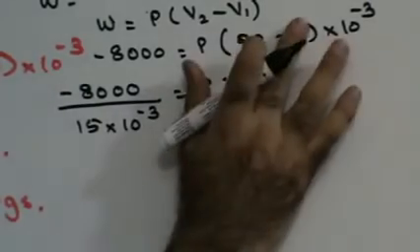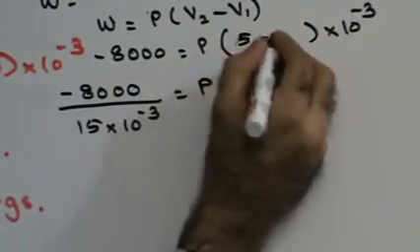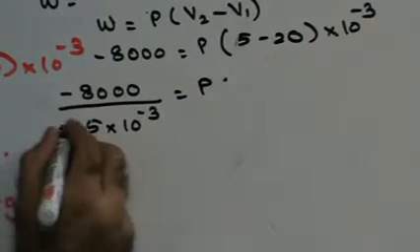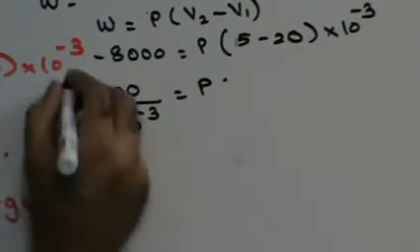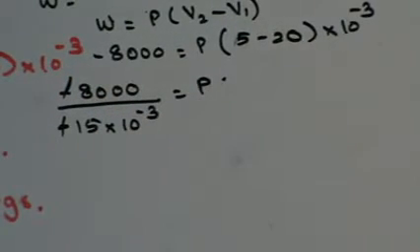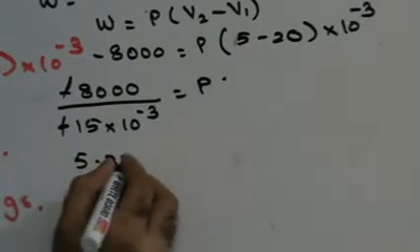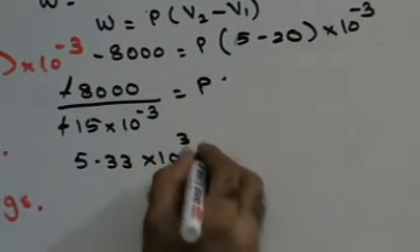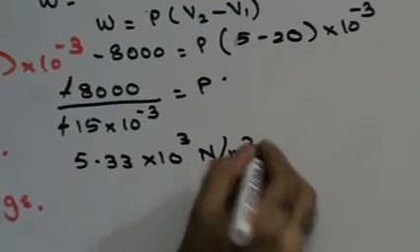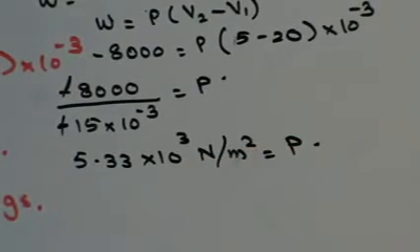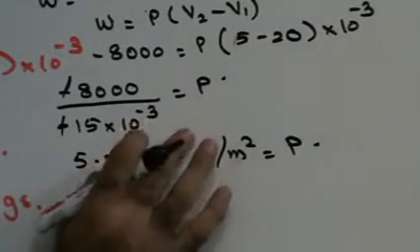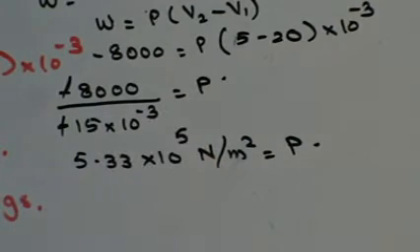Guys, V2 minus V1 should be 5 minus 20, so in that case this is going to be minus 15. So minus minus gets cancelled. When you divide this, you should get the answer as 5.33 into 10 raised to 5 newtons per meter square. That would be the pressure required to compress the gas. Fine, do we get this thing here? Next, take the next one please.